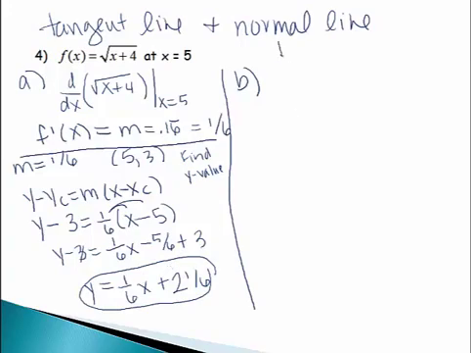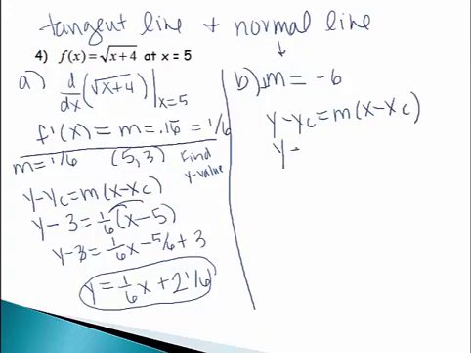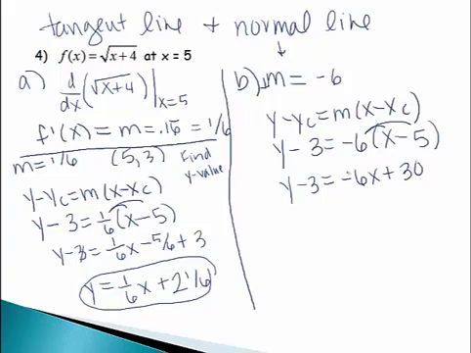Okay, now let's do the normal line. Remember, the normal line means use a perpendicular slope. So instead of 1/6, it's going to be -6. And again, I'm going to choose this one because that's what I like. All right, the y coordinate is 3 again, but this time my slope is -6. My x coordinate, remember, was 5. Let's distribute. And then add 3 to both sides.